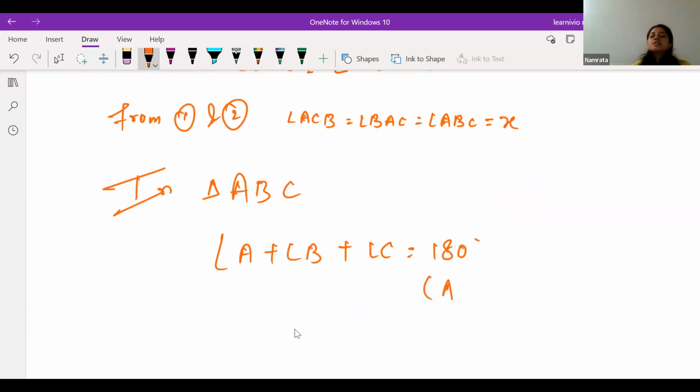Why? Because the angle sum property of a triangle says that whenever we have a triangle, all the interior angles' sum has to be 180. If it is more than 180 or less than 180, then we will not be able to draw a triangle. So all the interior angles' sum has to be 180. Then and only then we will get a figure of a triangle. So, the angle sum property of a triangle.